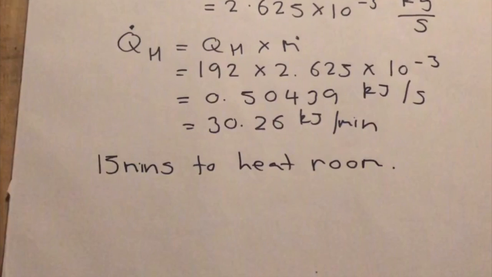Therefore, it will take 15 minutes to heat the room by 5 degrees Celsius by transferring the heat from a fridge full of warm beers. A warmer flat and cold beers makes happy students.